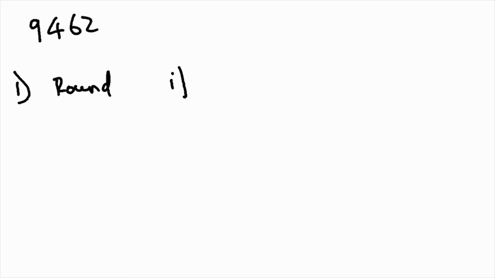In this video, we're going to be rounding to significant figures. Now, when we talk about significant figures, we're talking about digits other than 0, digits that have a value. So, if we take a number, 9,462, and we want to round it to 1 significant figure or 2 significant figures.